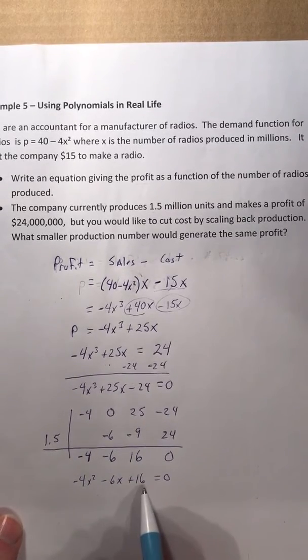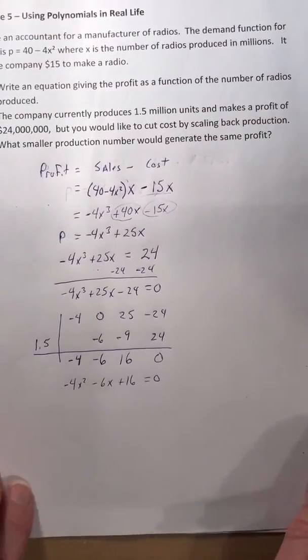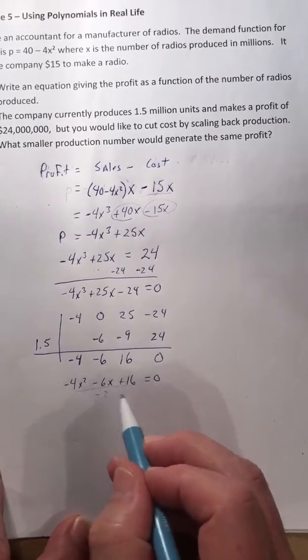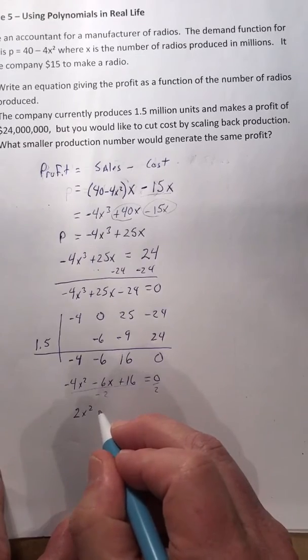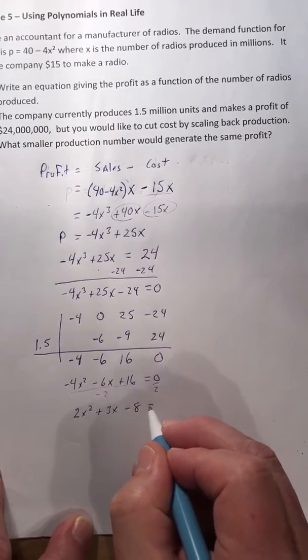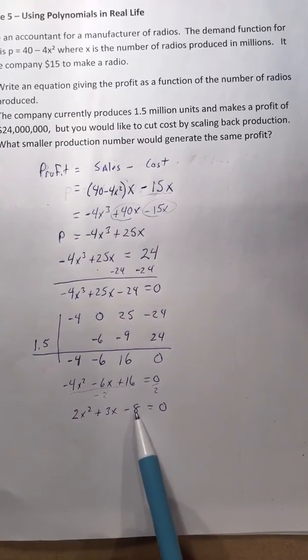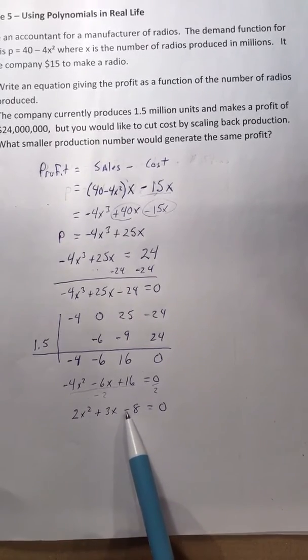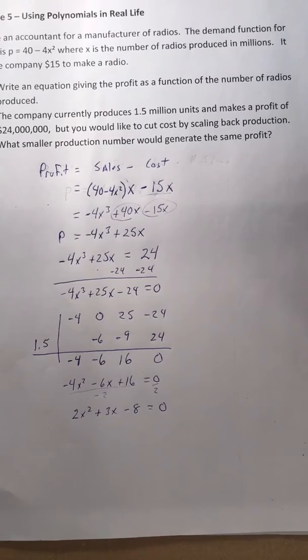Well, what we can do first is we can factor a 2 out of it, and I'm going to factor a negative 2 out of it. So I'm going to divide both sides by a negative 2. So that's going to leave us with 2x squared plus 3x minus 8 equals 0. All right, and then we can see if we can factor this out. Multiply 2 times 8, you get 16. Do we have the factors of 16 that when you subtract it, you would get a 3? And the answer there is no, we don't.